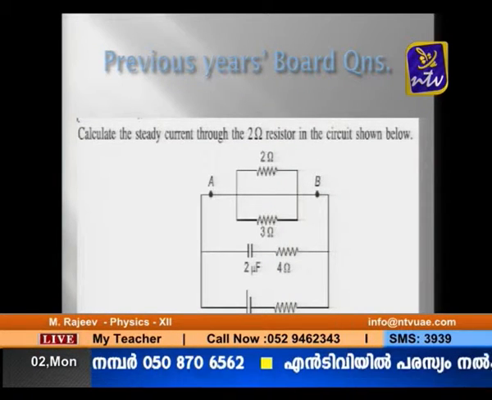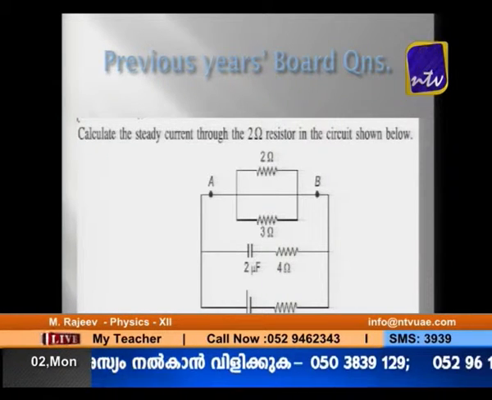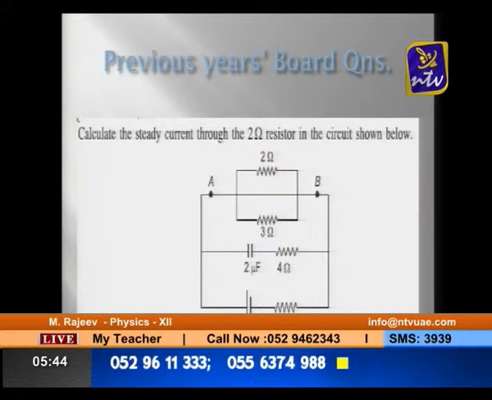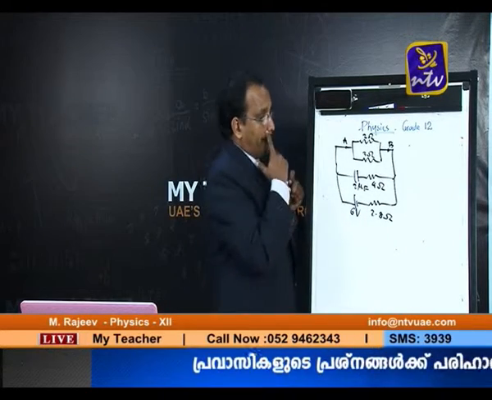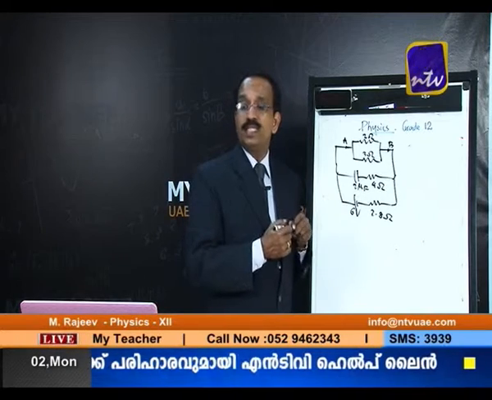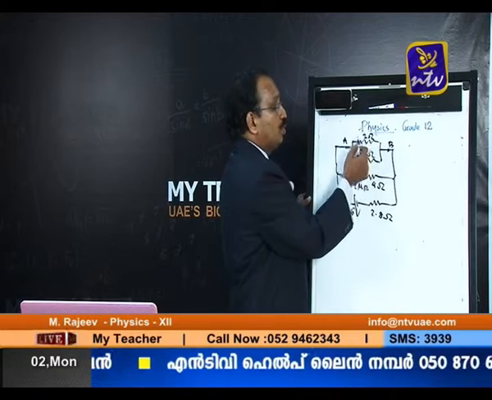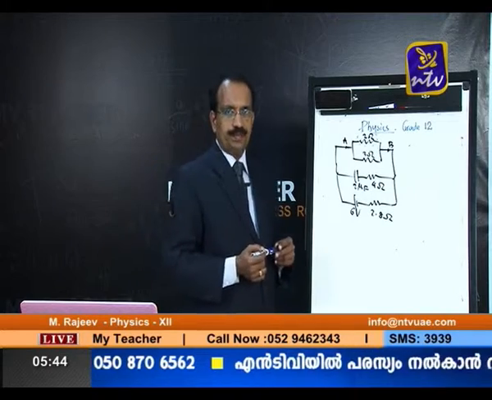Okay, 2.8. Have you seen the question, all of you? Okay. 2 microfarad, 2 ohms, 3 ohms, 6 volt. Okay, now look at the diagram. Now we can see the board. See, this is the question, and what you are going to find is calculate the steady current through 2 ohm resistor in the circuit shown. That is, how much is the current through this resistor? That is a question. How to find it out?